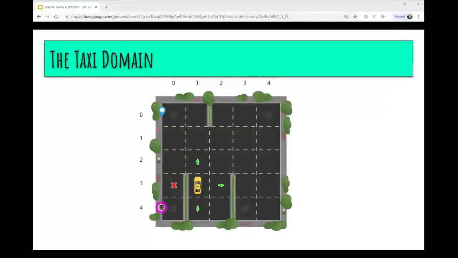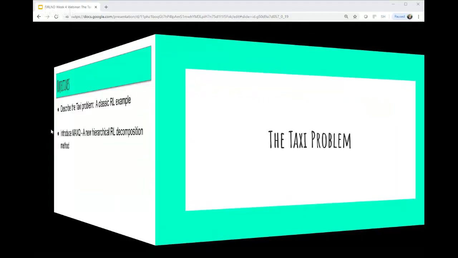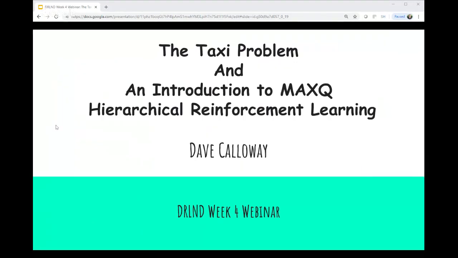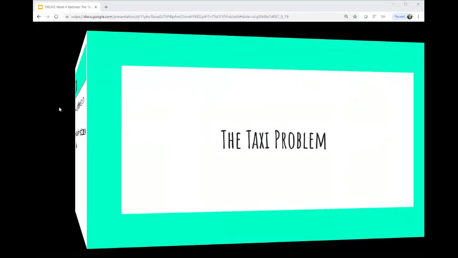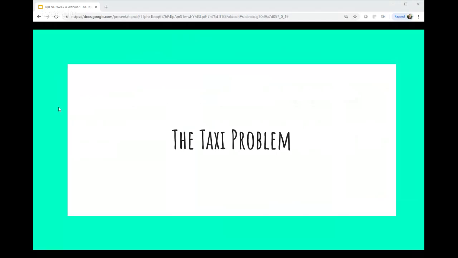I'll share the slide deck again. Okay, so the taxi problem and MAXQ, hierarchical reinforcement learning, are the two big topics for today. So we'll start with the taxi environment.